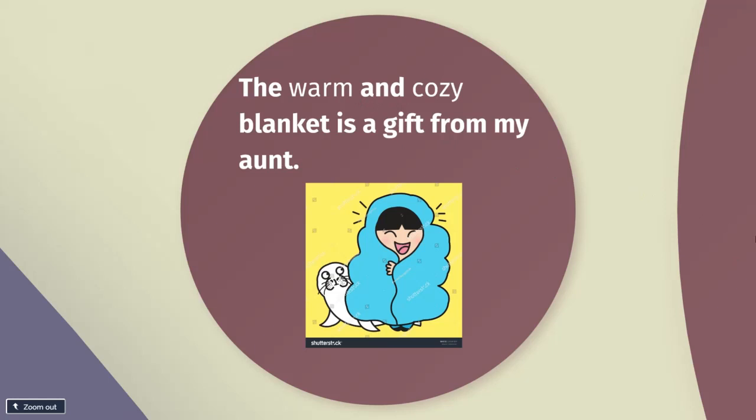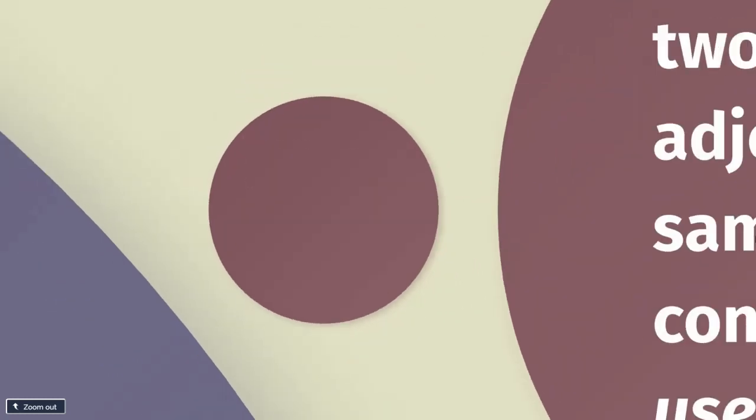So when we have such adjectives, you have to put and, otherwise it will sound very awkward. For example, if I say the warm cozy blanket is a gift from my aunt, this will not sound correct. So you have to add the conjunction and in between the adjectives which belong to the same group. What are the groups? If you remember OSASCOM, you will be able to identify the groups as per OSASCOM: opinion, size, shape, all those. So this was number 1.